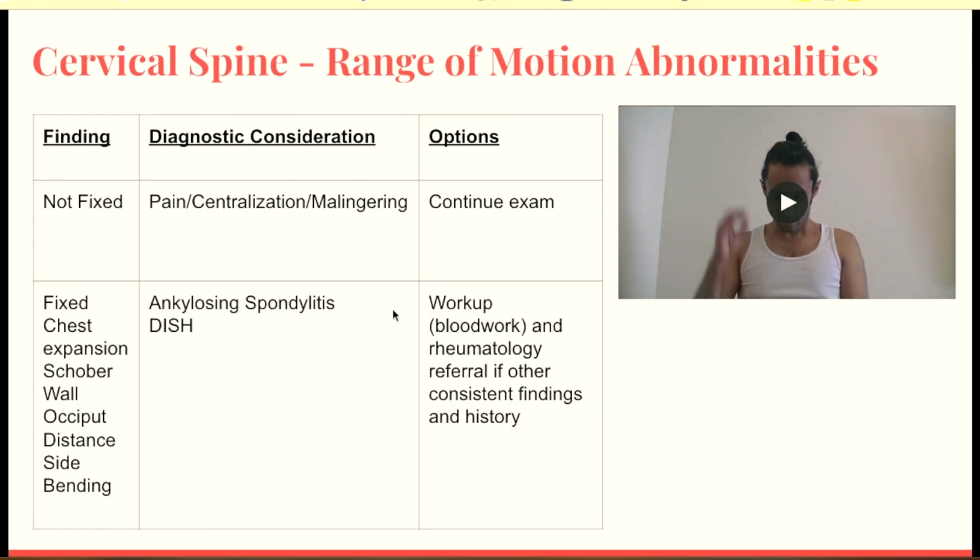So the first thing that I do is look to see whether or not someone is able to move freely or not. If they're not, then I kind of get a sense of whether or not there could be a rheumatologic issue that needs to be worked up further. If they can, but I have to encourage them to move or I have to help guide the movement a little bit, meaning that there's more passive range of motion than active range of motion, start to make me consider whether or not there could potentially be pain limiting their movement or some other things such as centralization or malingering.